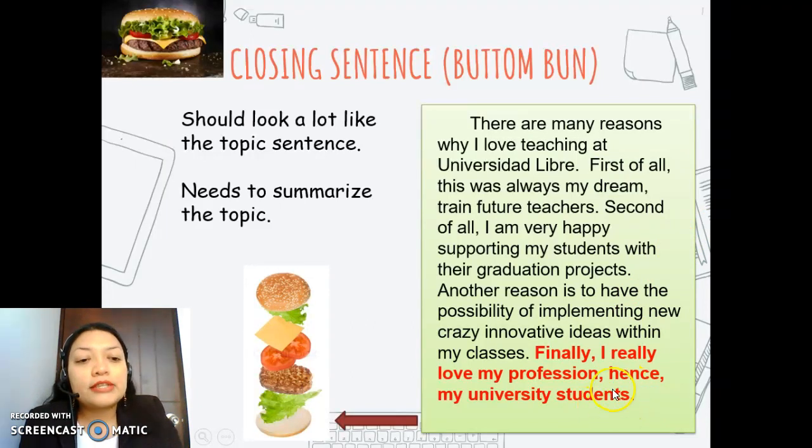And if you pay attention, this is like paraphrasing what you said in the topic sentence, all right? So you can have something like this. Recommendation: include a connector, like a concluding connector, for example, finally, in conclusion, as a conclusion, in brief. Another recommendation is to use other connectors in the rest of your paragraph, because when you use connectors and punctuation marks, this makes your writing very sexy.